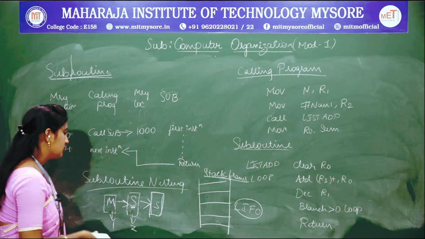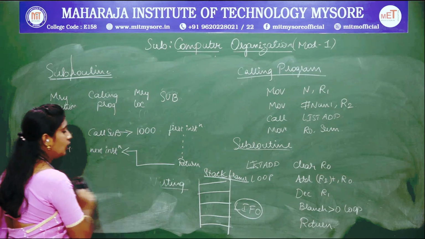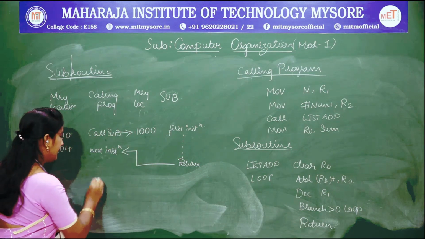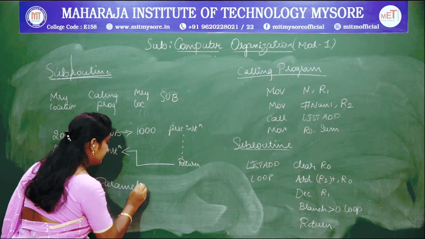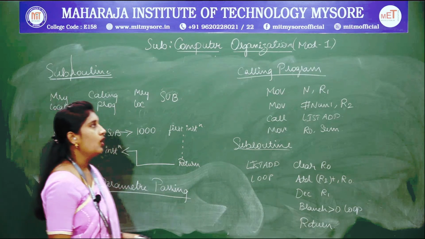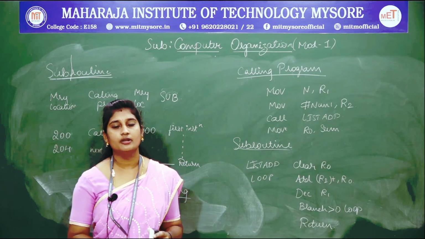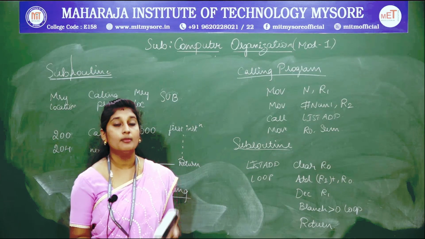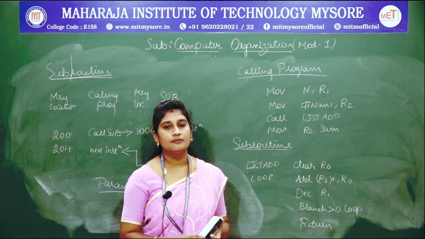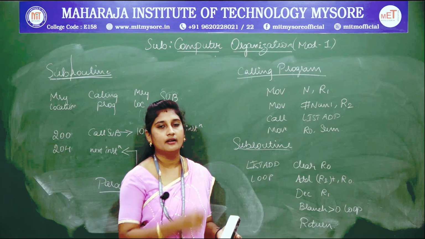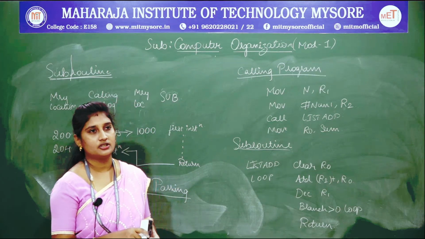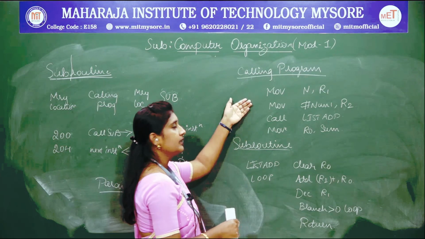Fine. The exchange of information between your main program and the subroutine program is called parameter passing. Whatever information you are exchanging between your main program and your subroutine program is called parameter passing. And here is a simple example of how the information gets exchanged between your calling program and your subroutine program. The same example which we discussed in the previous sections, the addition of n numbers, is being carried out here.